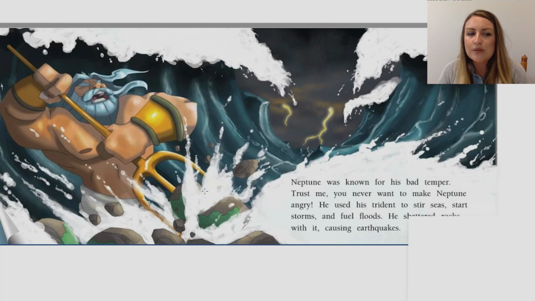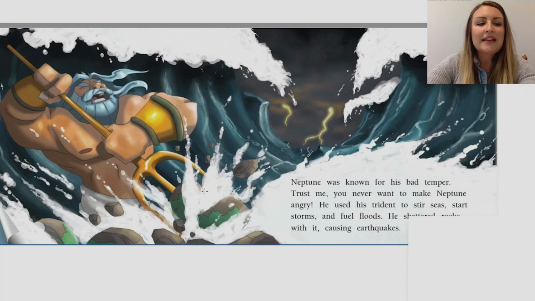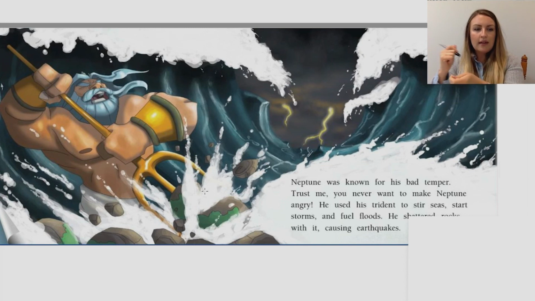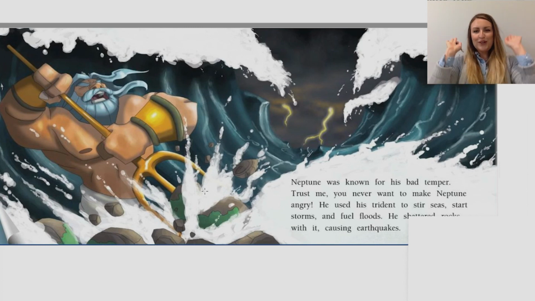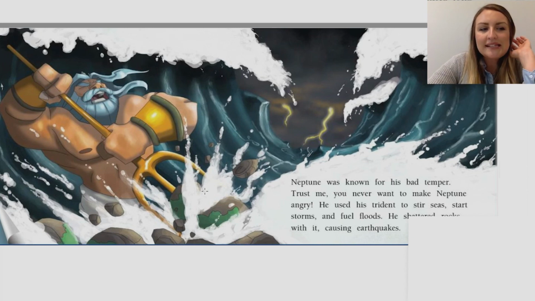Next, Neptune used his trident to eat dinner. Right, Neptune did not use his trident as a fork, even though it resembles a fork. Next, Neptune used his trident to start storms. Oh, yeah, excellent. Next, Neptune used his trident to go fishing. No, Neptune didn't use his trident to go fishing. I tried to trick you. Finally, Neptune used his trident to create floods. Good job.